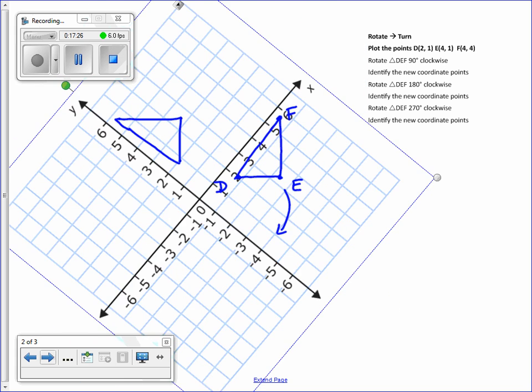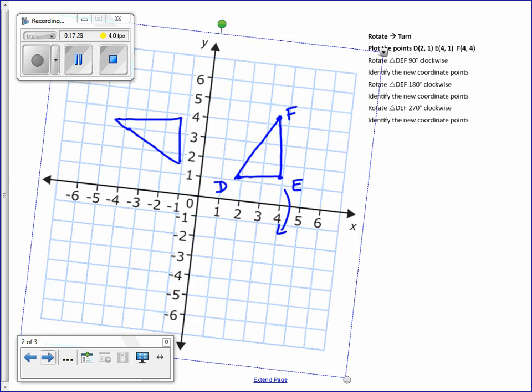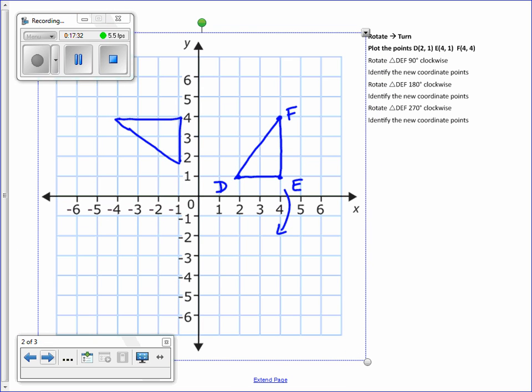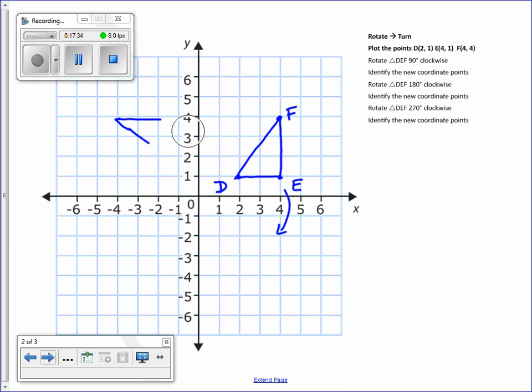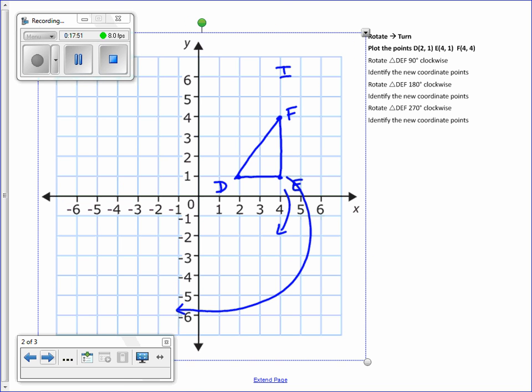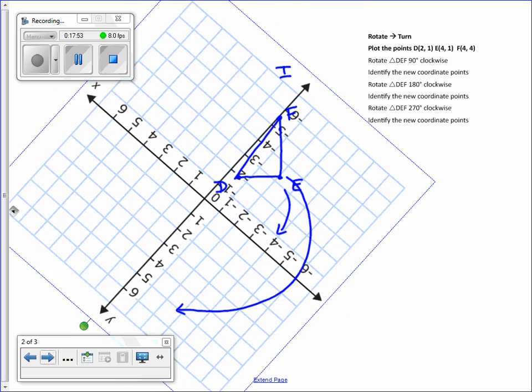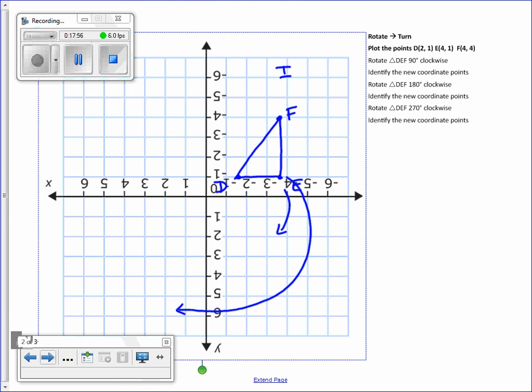So I'm going to turn it. All right, let me go back here. So here's my DEF. I want to rotate it 180 degrees. So now it needs to end up here. So I'm going to turn my whole graph around to where this is showing as my quadrant 1. Okay, so I want to spin it all the way around till my paper's upside down, basically. And here you should have your triangle DEF.